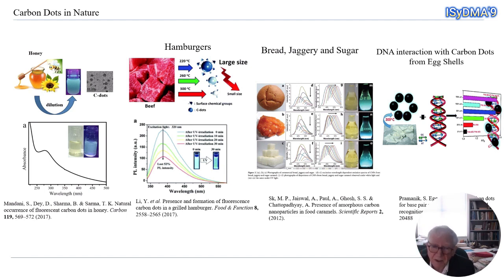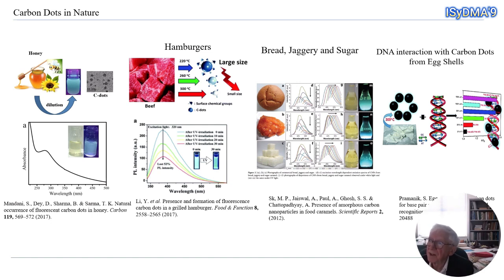So if you take honey, for example, and you do the separation of the constituents of the honey, we find out that there are some carbon dots too, with the absorption spectrum as an example, and which is the right region to see the absorption spectrum of carbon dots.